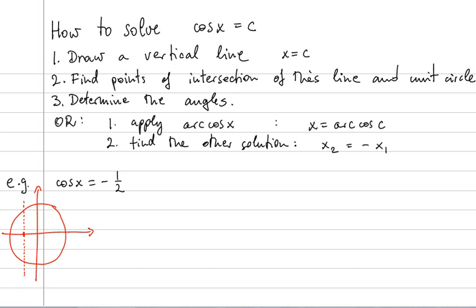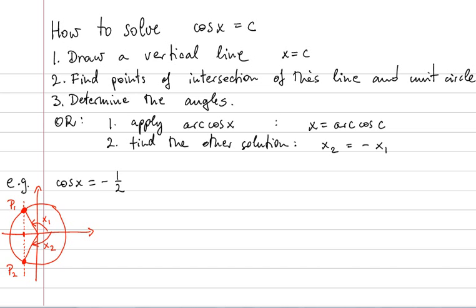The second step is to find the points of intersection of this vertical line with the unit circle. There are 2 points. Let's call them P1 and P2. These 2 points correspond to 2 different angles. Let's call them x1 and x2. And then we have to determine these 2 angles, x1 and x2.